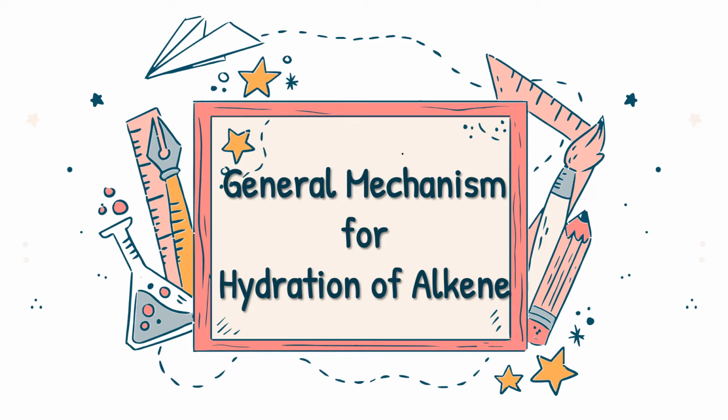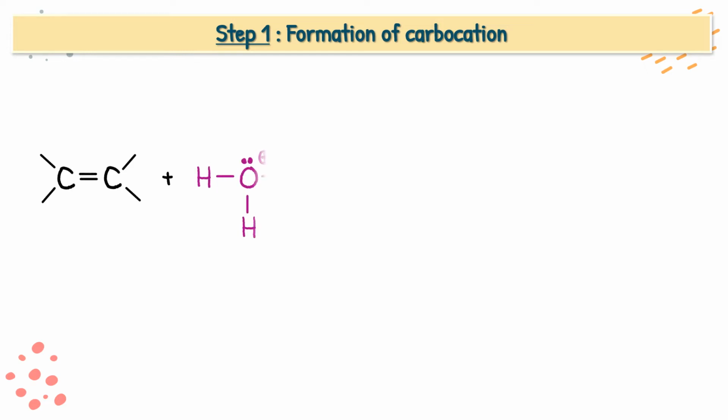So now let's take a look at the steps one by one. So step 1 is the formation of the carbocation. So kita akan mulakan step 1 kita dengan melukis kita punya alkene and also the H3O plus ion, the hydronium ion over here. So yang ni akan bertindak sebagai kita punya catalyst.